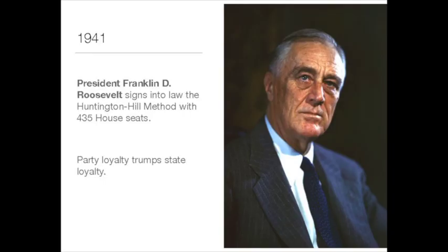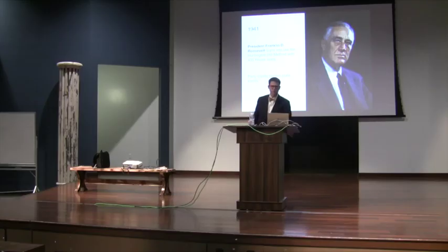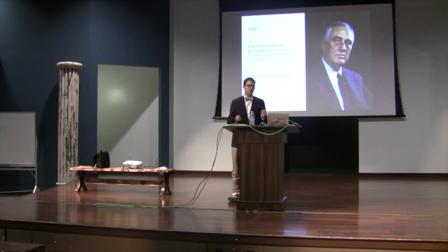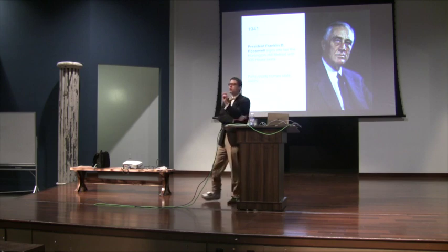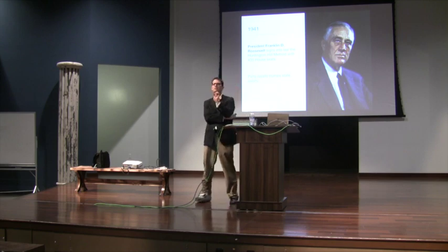In 1941, the president is Franklin D. Roosevelt. Franklin D. Roosevelt signs into law, finally, a bill that passes that follows the Huntington-Hill method and fixes it at 435 seats. Now, it's important to realize a few things about this. Why is this the last chapter? Because actually, Roosevelt's bill that he signed into law not only does that, but it does something else.